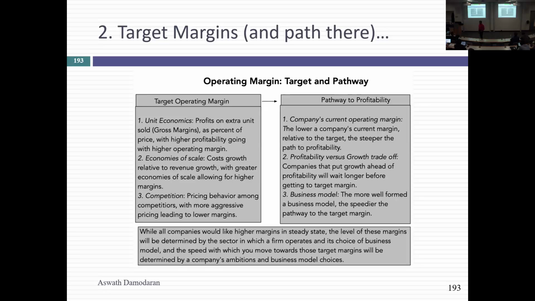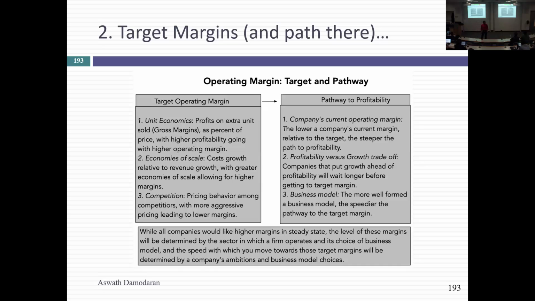Now, as a subset of this, I'm also going to ask you, let's say your margin right now is minus 10%. When will you get to the target margin? Which is just a fancy way of saying, tell me what the pathway to profitability looks like in your business. Is it rocky? Is it smooth? Is it quick? And the answer to that will depend on, first, what you're starting with. If you're starting with minus 75% margins right now, you probably are looking at a much more rocky pathway because you're deep in the hole. If you're starting with minus 3%, the trend lines are in your favor. It's going to be much quicker.